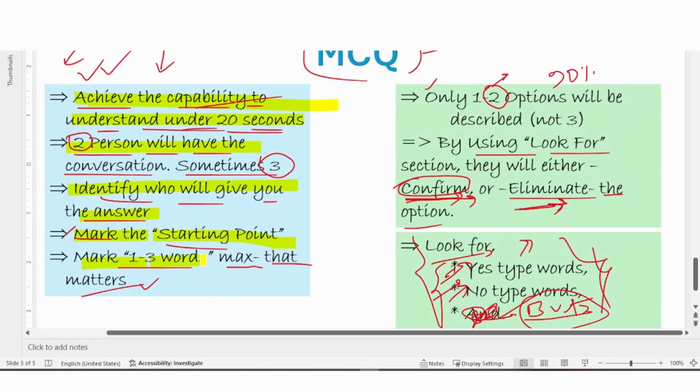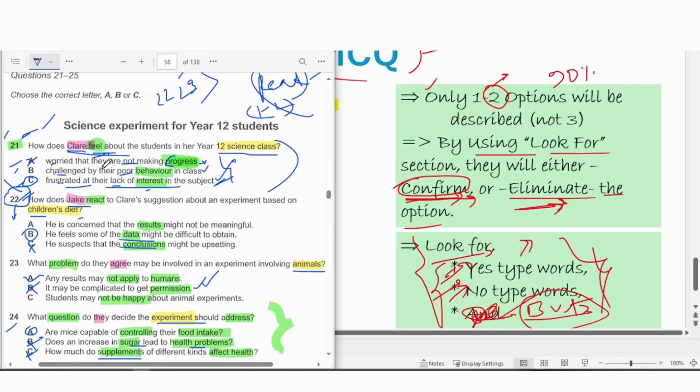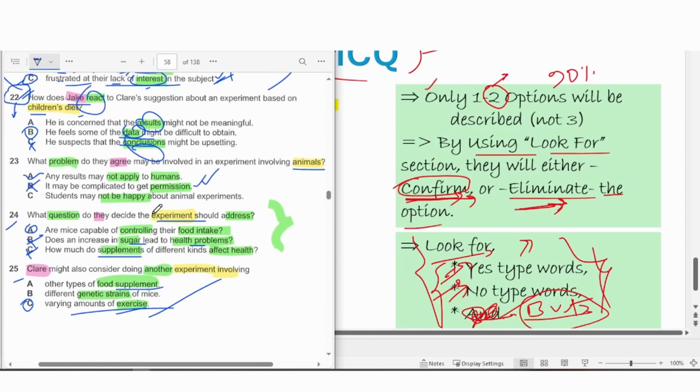And then mark 1 to 3 words, don't do more than that. You have seen that when I taught you, it is quite straightforward. You can't really remember everything. Like here you progress, behavior and interest, right? Reaction, about the result, data or conclusion. If you can just mark that, it will be very easy for you. Cannot remember everything, not apply to human permission, not be happy.